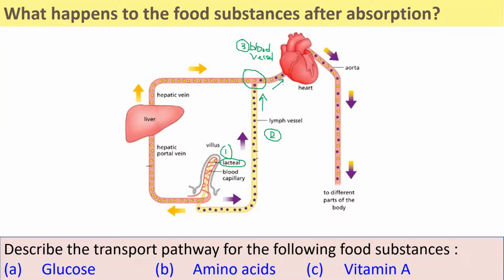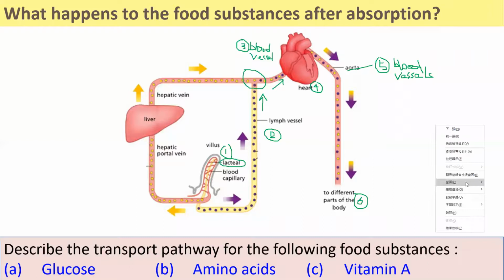And by this blood vessel, it is transported to the heart. And once it enters, the heart pumps out the blood and it enters the big blood vessel here. Again, this blood vessel, the aorta, is connected to many different body parts so that the food substances, the vitamin A, can now arrive at different body parts. Okay?